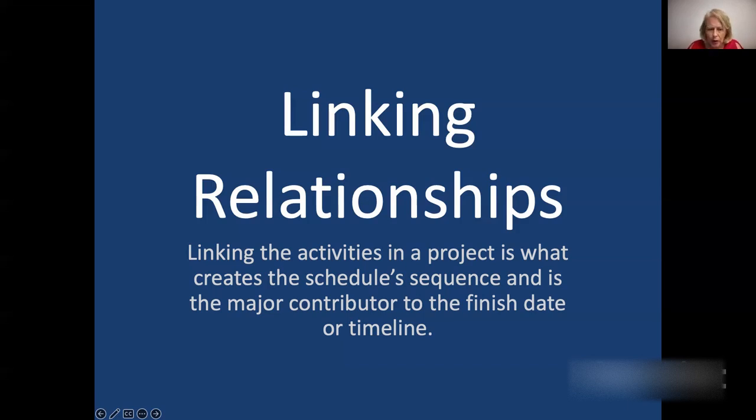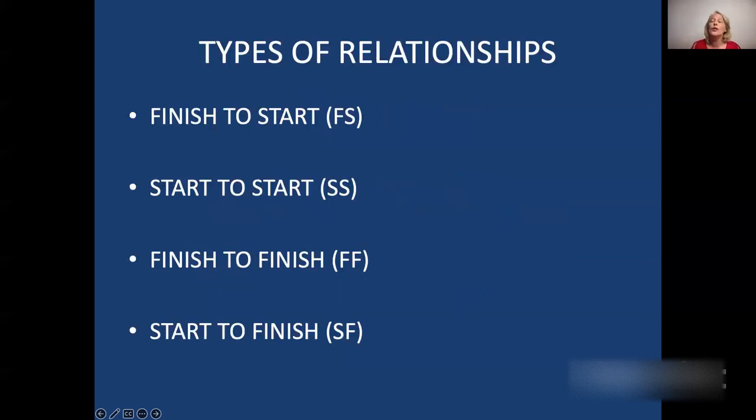Now, we are going to move on. There are four different types of relationships. Now, the first one that is probably the most common is the finish to start. Then you get the start to start, which is the SS relationship, the finish to finish, FF, and of course the start to finish, which is SF. I'm going to go into each of these.